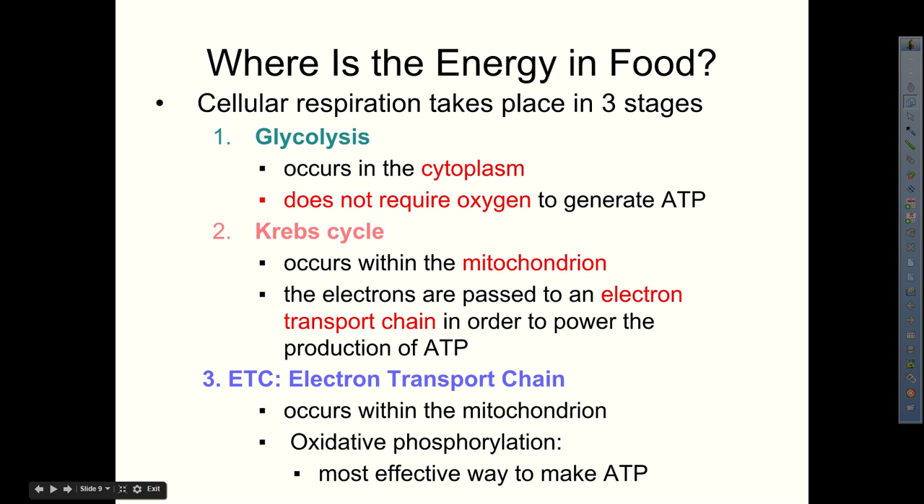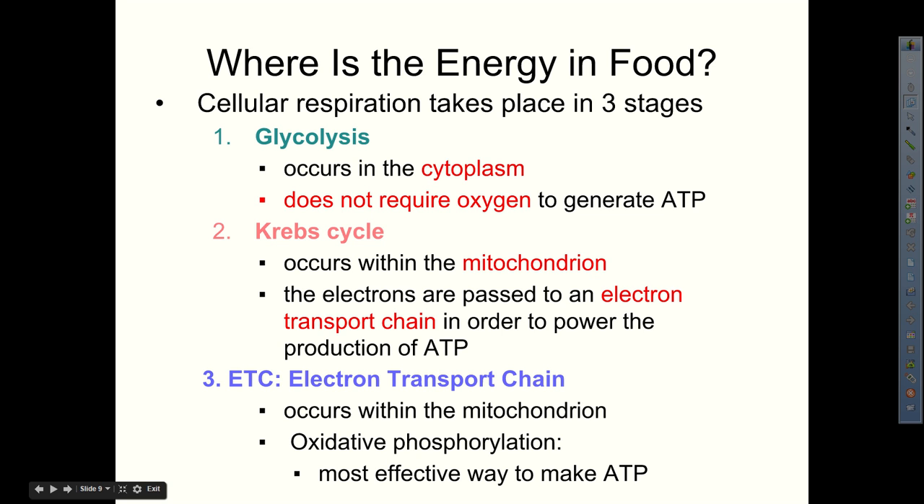Cellular respiration in eukaryotic cells takes place in 3 steps. We have glycolysis, the Krebs cycle, and the electron transport chain. This is just a general overview of the 3 steps.